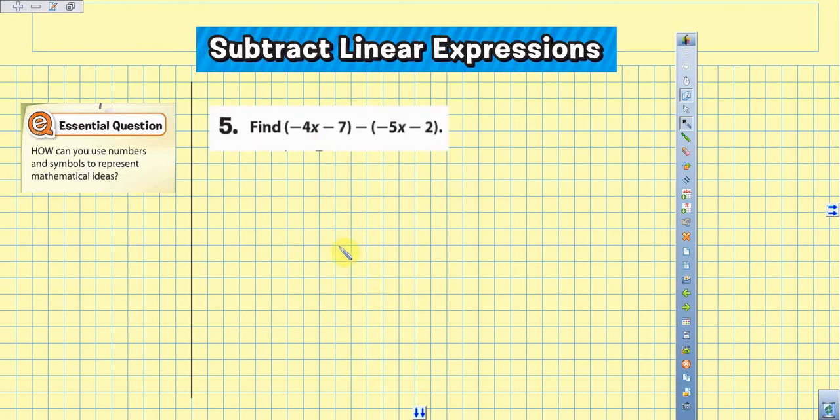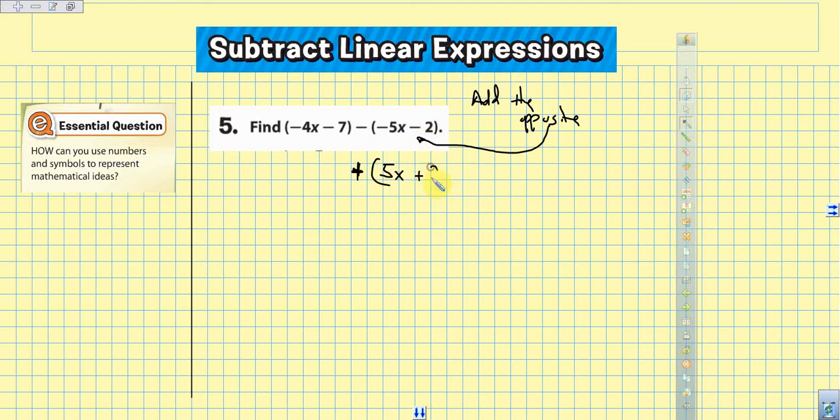Lots of negatives here. But let's make it a little bit easier. Let's add the opposite, or distribute the negative. So if I add, the opposite is going to be in here. It's going to be a negative 5x, the opposite of that is 5x. A negative 2, the opposite of that is 2. So what do I have? I have a negative 4. My new problem is a negative 4x minus 7 plus 5x plus 2.